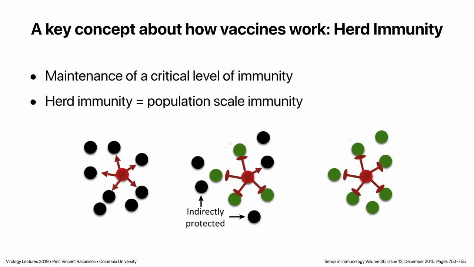You have an infected individual shown on the bottom as this red circle, and that person can shed virus and infect other people around that person. The black circles are non-immunized or non-immune individuals, so they're all susceptible to infection. But if you vaccinate a fraction of the population, now you have immune people, which are shown in green in the middle panel, and they will not be able to be infected. And so they will protect indirectly the non-immunized people, because the likelihood that they're going to be infected is much less because there are fewer people transmitting the virus around them. So that is what herd immunity is. You are protecting other people by being immunized.